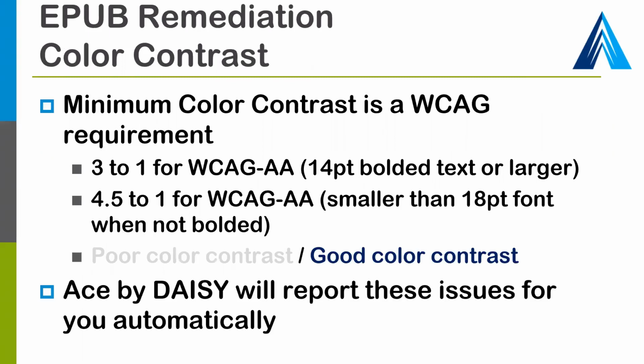Having good color contrast between the text color and its background color helps all students read the text easier, but is crucial for students with low vision. WCAG AA requires a contrast ratio of 3:1 for large fonts, and for non-bolded fonts below 18 point, you must have a color contrast ratio of 4.5:1. For WCAG AAA, this becomes 7:1. ACE will actually report these color contrast issues and show you where you can find them within the EPUB.